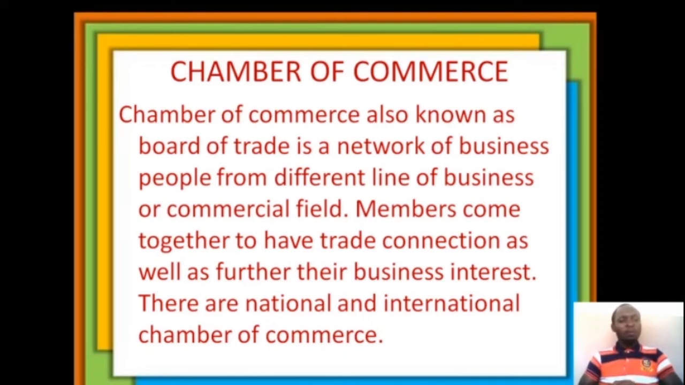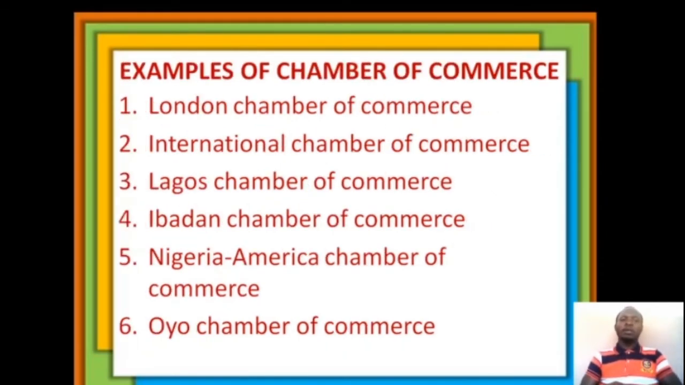So a Chamber of Commerce can be either national or international. For instance, here in Abuja, you can have a Gwarinpa Chamber of Commerce, an Abuja Chamber of Commerce, and a Nigeria Chamber of Commerce. So you can see it goes from region to state to the national level. It has to do with the businessmen in a particular area, in a particular location. This is what Chamber of Commerce is about.